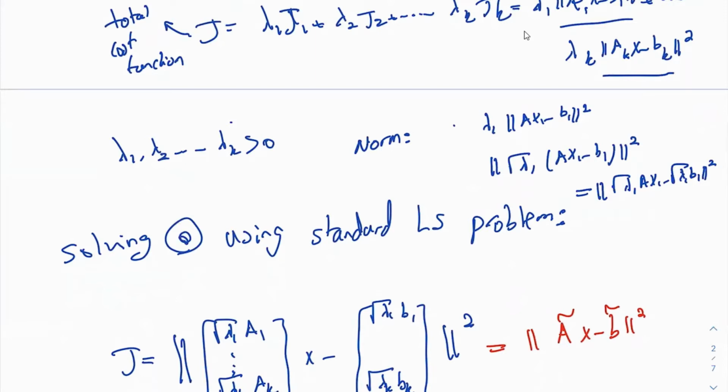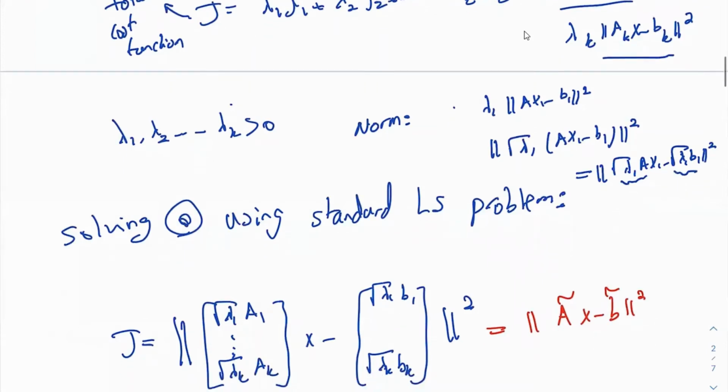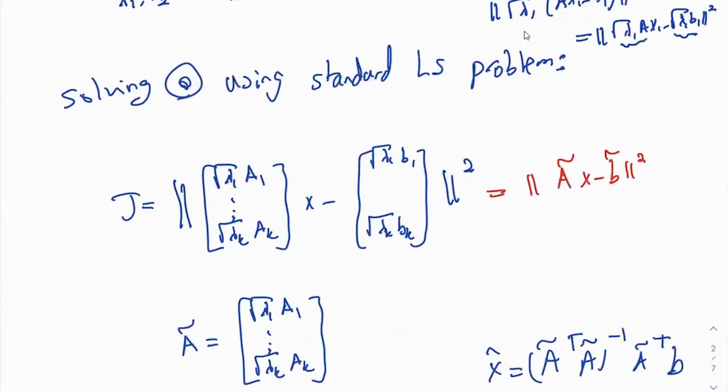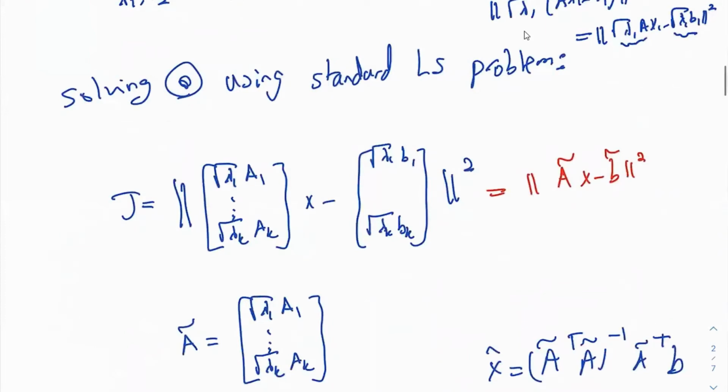I can write it as a least squares problem. But now we have different A's, in the sense that my new A is going to be the square root of lambda 1 times A, and the b is going to be the square root of lambda 1 times b1. Okay, so this is the idea. We're going to do the same thing for the different cost functions. In that case, the new A will be the square root of lambda 1 times A1, all the way to the square root of lambda k times Ak. Let's call this one A bar, and this one b bar.